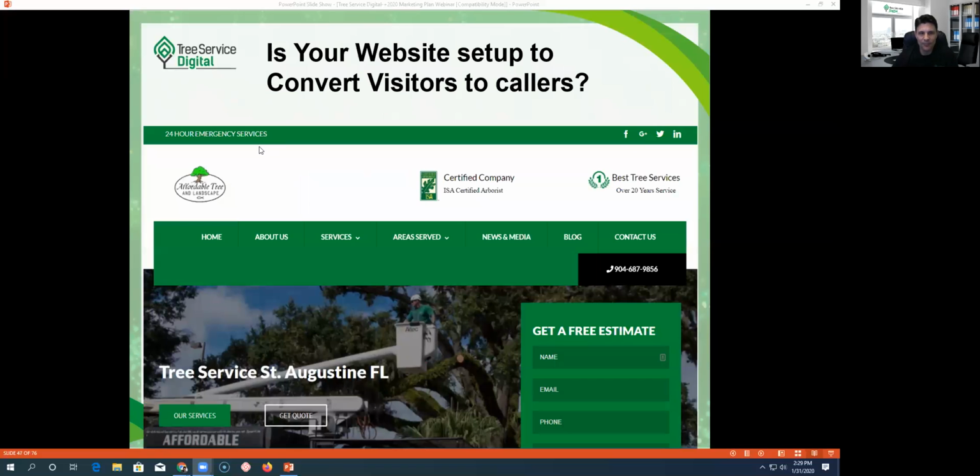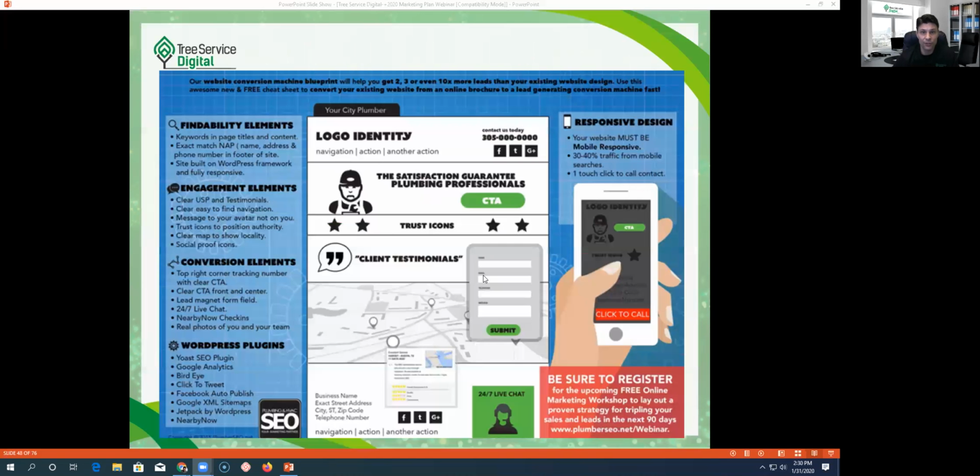So one of our client websites, you can see, you've got the trustworthy badge up top, certified company, ISA certified arborist. You've got the phone number in the top right. 20 years service, get a free estimate right there at the top, right? If somebody's looking to get an estimate, they don't really want to mess around. They're not beating around the bush, so to speak. They just want an estimate. They want somebody to come out and do the work. They're just going to pop in their information right here. It's going to come right to your email, or you can have it text message to yourself. You've got to have it set up to convert when people show up.